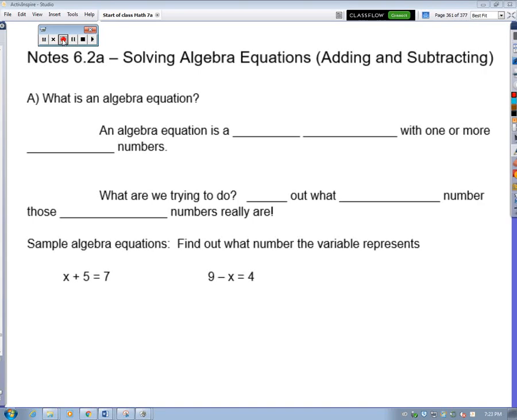Alright, my little math friends, we are back and now we are moving on to 6.2a, solving algebra equations. And we're going to practice solving algebra equations by adding and subtracting.